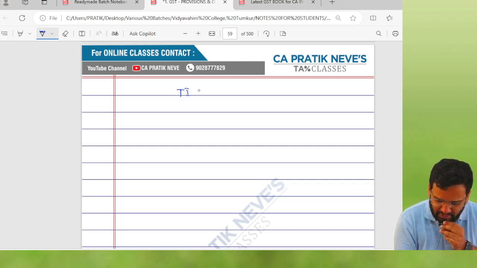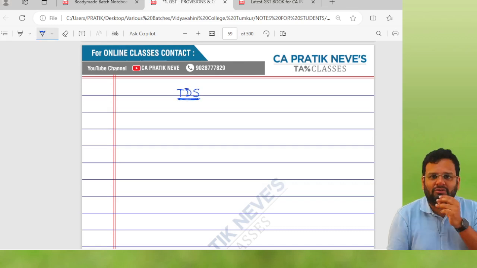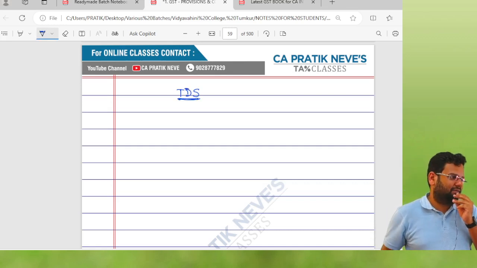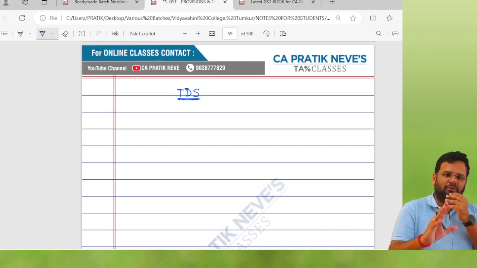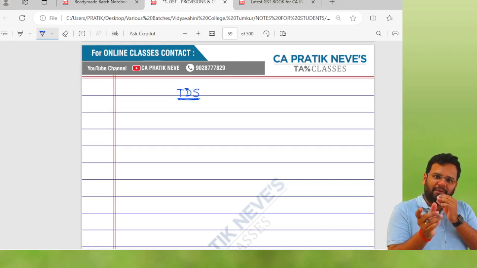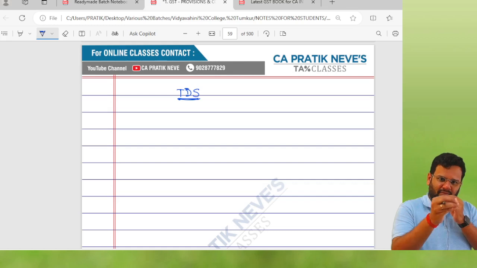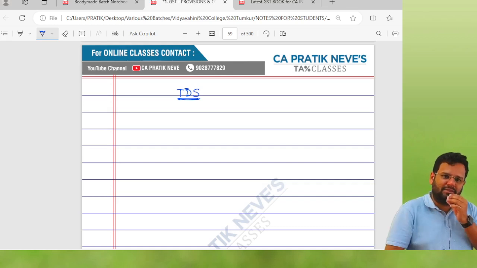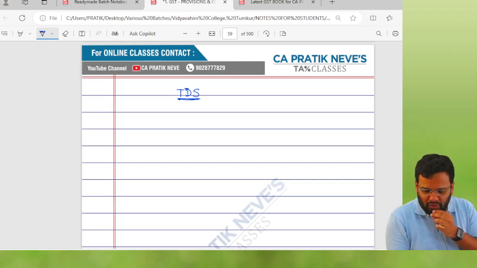So first we are doing the concept of TDS. Because we have not yet done income tax, I will explain the concept of TDS also, and then apply it and see what effect it will have in GST. So first, explaining what is TDS.